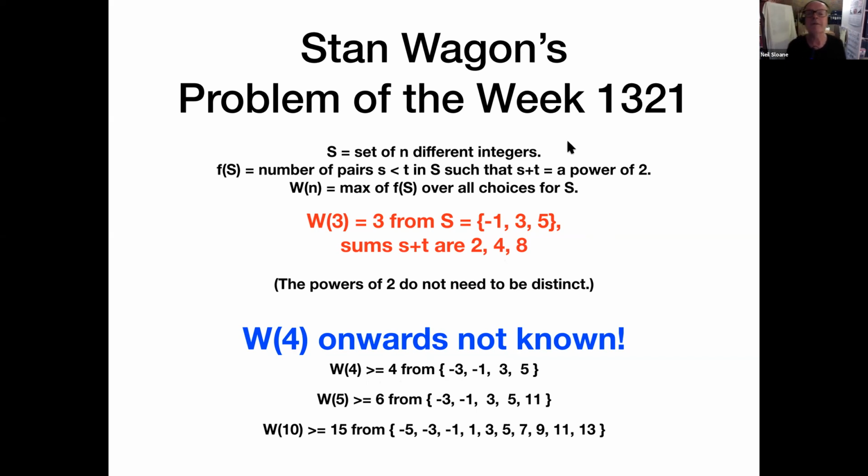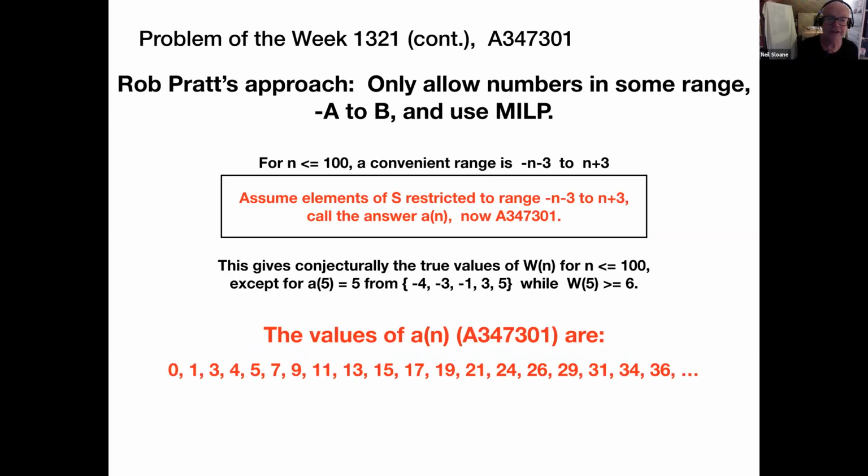The original problem that Stan stated, he had a set of 10 numbers that gave 14 powers of 2. And he challenged people to find a bigger number. And quite a number of people solved that problem by finding that you could get 15. And in his solution, he announced that, in fact, Rob Pratt had proved that was optimal. But it turns out that wasn't quite true. That was a bit of a disappointment.